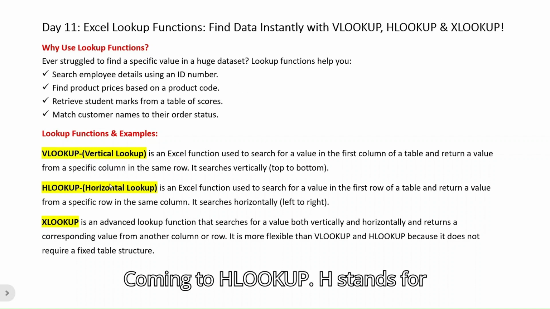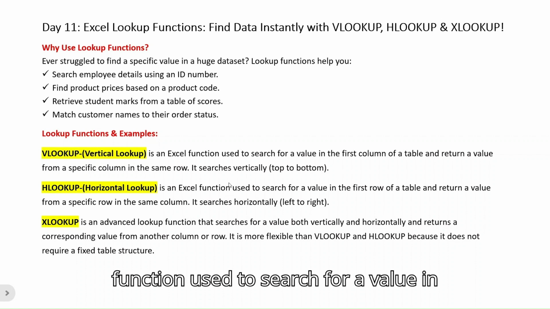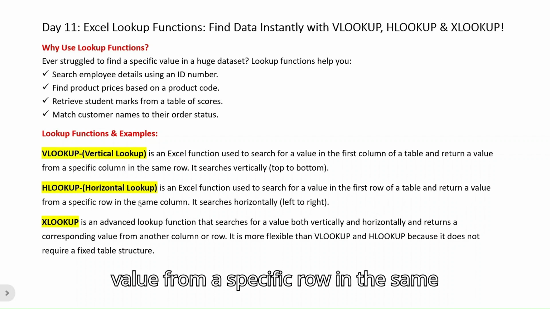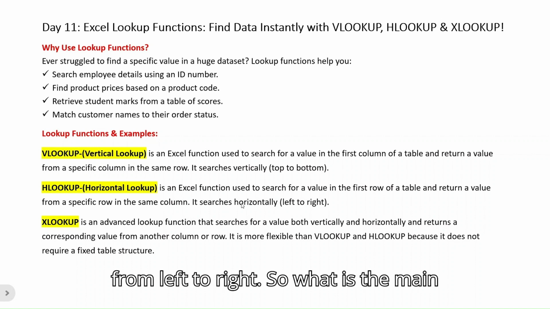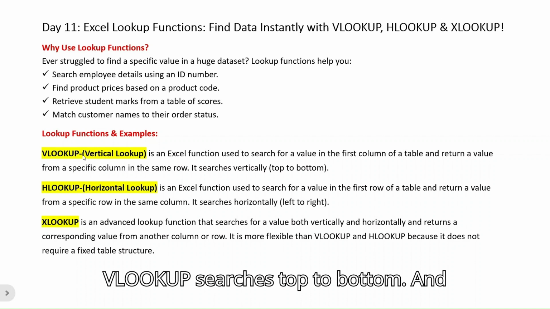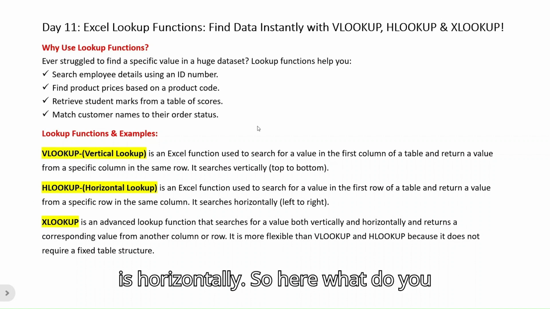Coming to HLOOKUP, H stands for horizontal lookup. It is an Excel function used to search for a value in the first row of a table and return a value from a specific row in the same column, and it searches horizontally, that is from left to right. So what is the main difference between VLOOKUP and HLOOKUP? VLOOKUP searches top to bottom and HLOOKUP searches from left to right, that is horizontally.